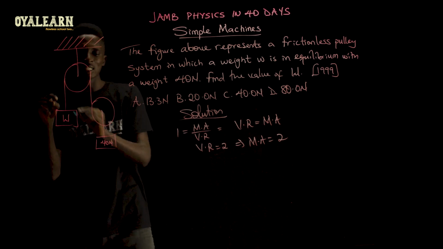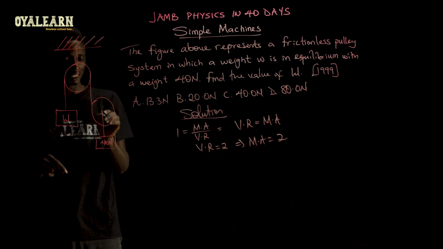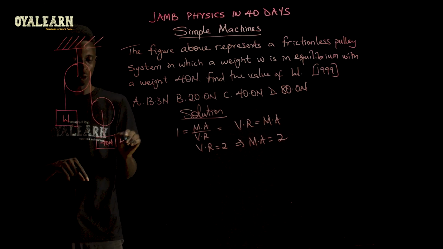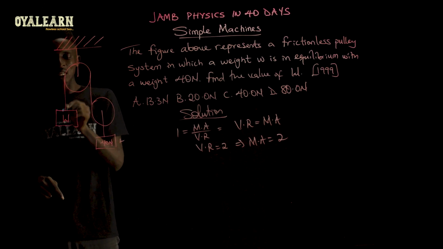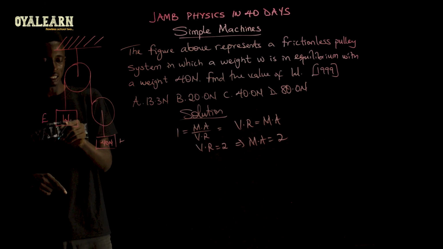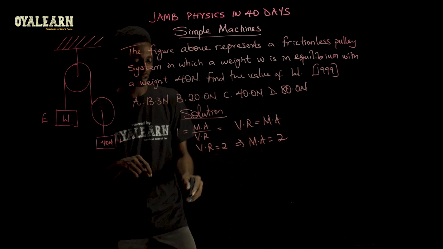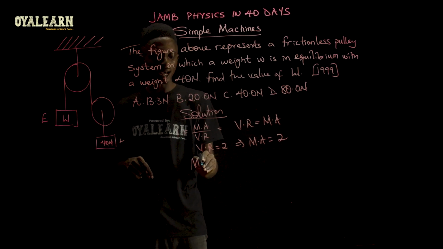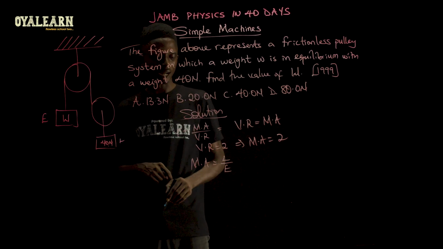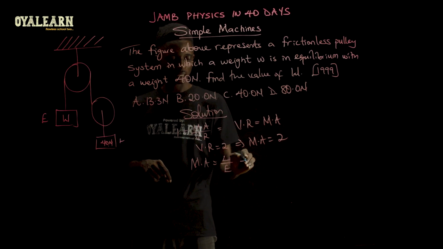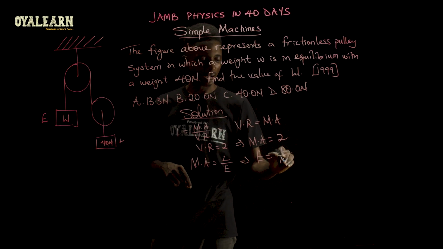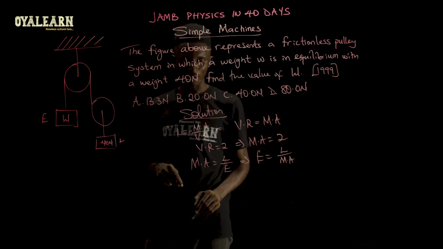Now, when we look at this pulley system, we see that the load attached to the end of the pulley is 40 newtons. This is the load. And the effort applied that is at equilibrium with the load is W. So the effort is W. And what is mechanical advantage? Mechanical advantage is load over effort, right? So to find effort, this implies that effort will therefore be load over mechanical advantage.